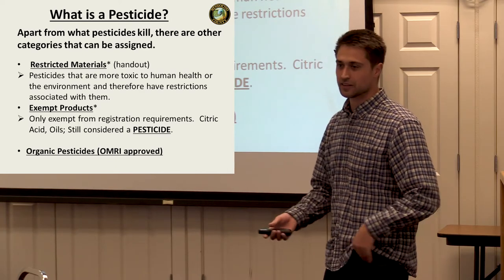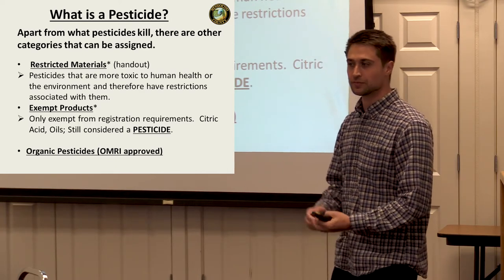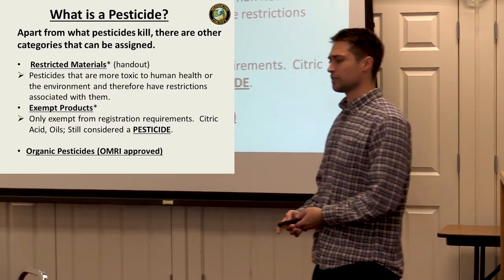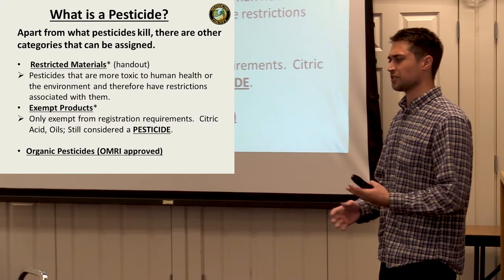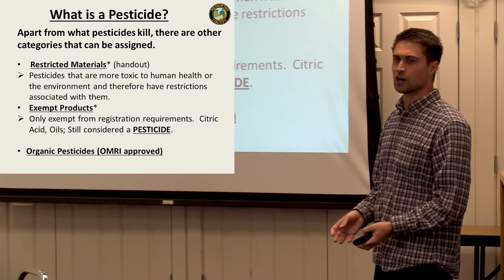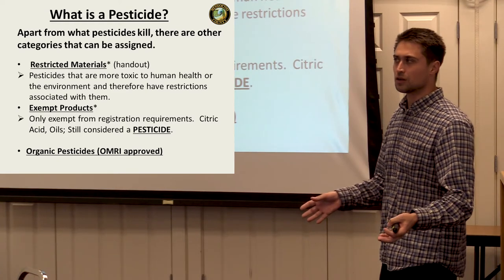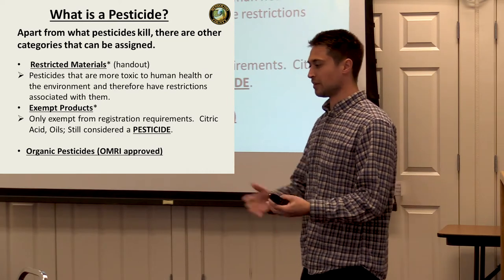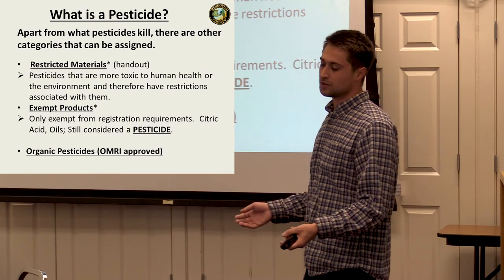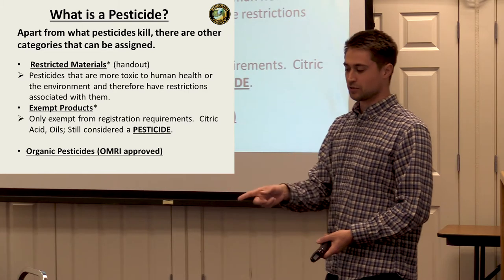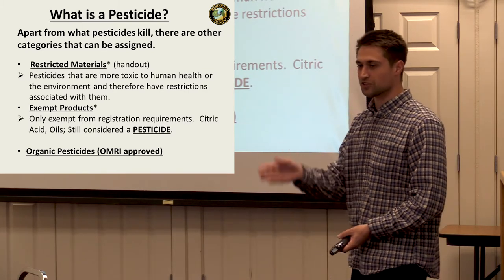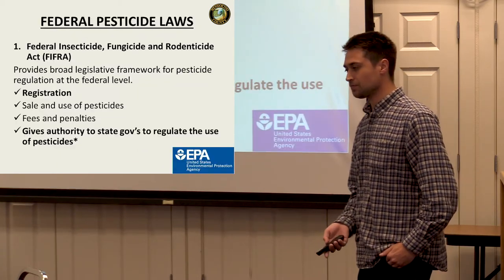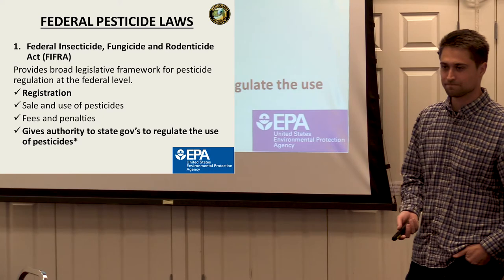And then organic pesticides, right? These are the OMRI approved. So these are ones that you can use for organic production. So I guess my point is the word pesticide carries with it a lot of usage, and it can mean a lot of different things. So that handout I gave you will go into a little more detail about what is a pesticide, and that's put out by DPR. Any other questions?